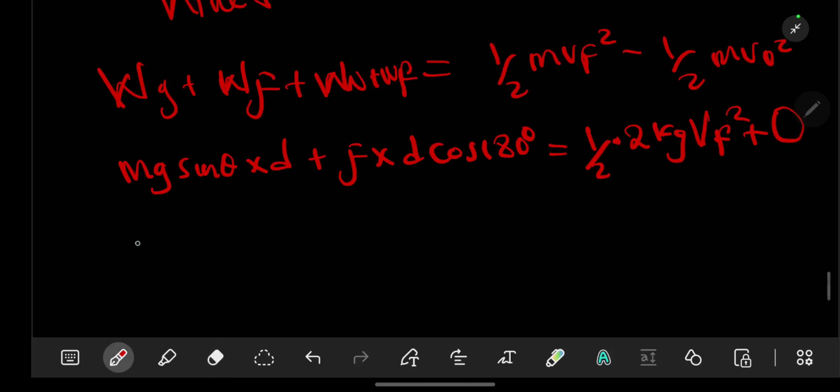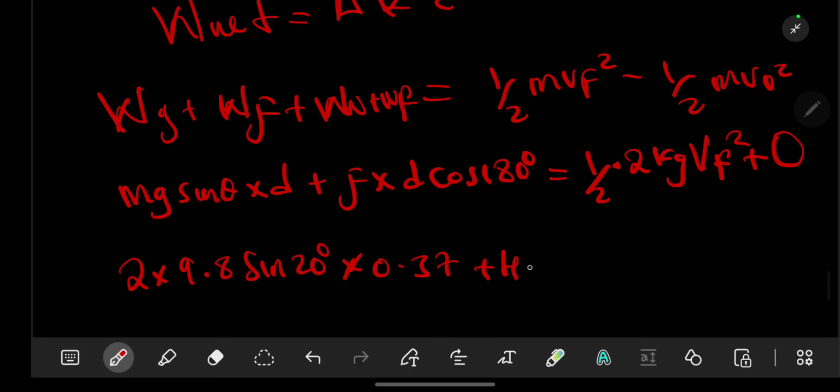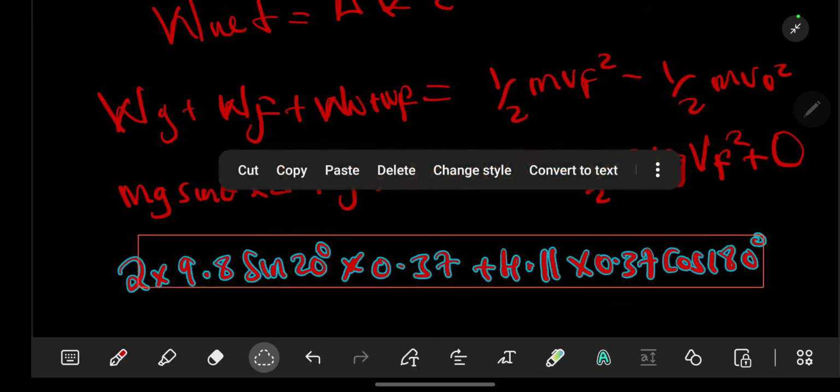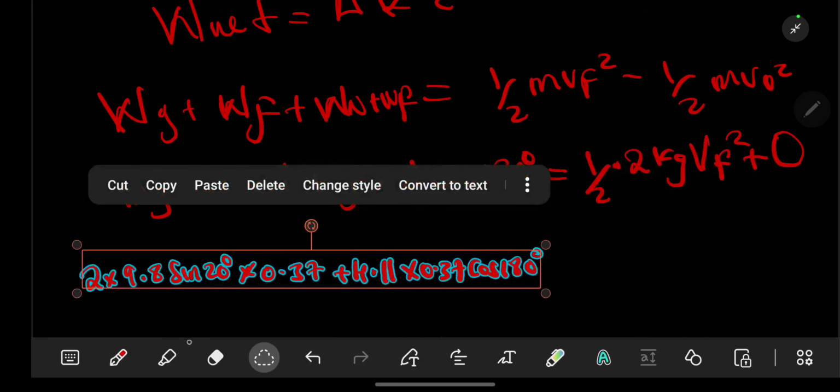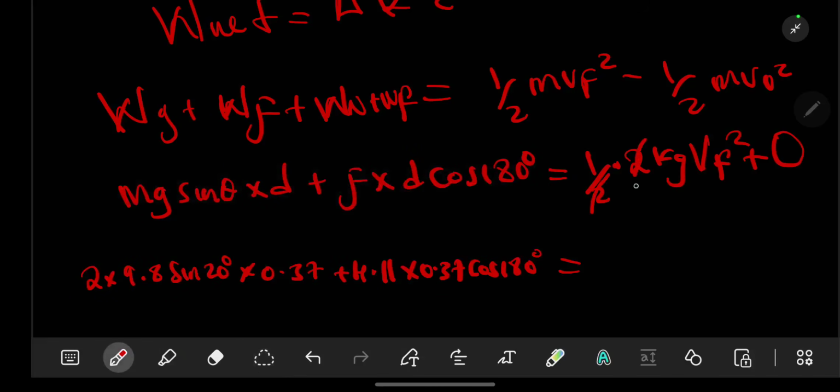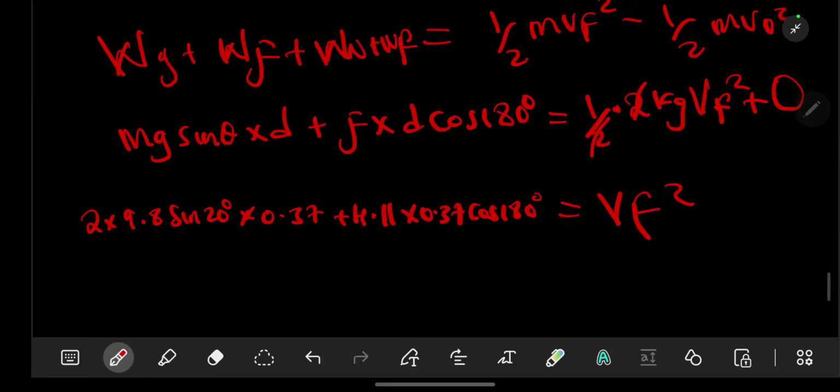So my mass will be equal to, we have 2 by the 9.8 by the sine of 20 degrees by the distance, which is the 0.37, that's the distance of the ramp. Then we have plus the frictional force, we found it to be 4.11. I'm a bit fast. So we have times the distance, which is 0.37 by the cos of 180 degrees. So reducing this a bit, we are going to have this and this cancels.